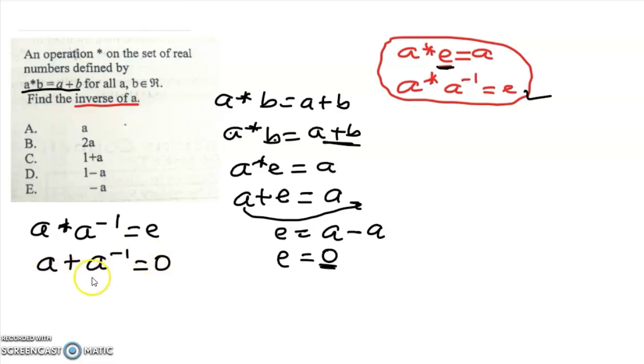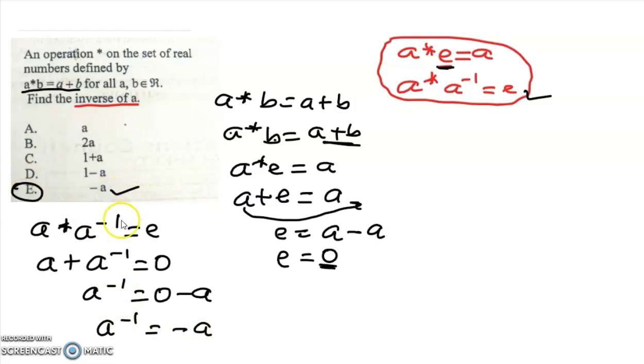Now also make A inverse the subject. When we make A inverse the subject, we're going to have A inverse is equal to 0. Now when this A crosses to this side, it becomes negative also. So that is minus what? Minus A. So A inverse is equal to negative A. And that is option E. Negative A is the inverse of this function or operation.